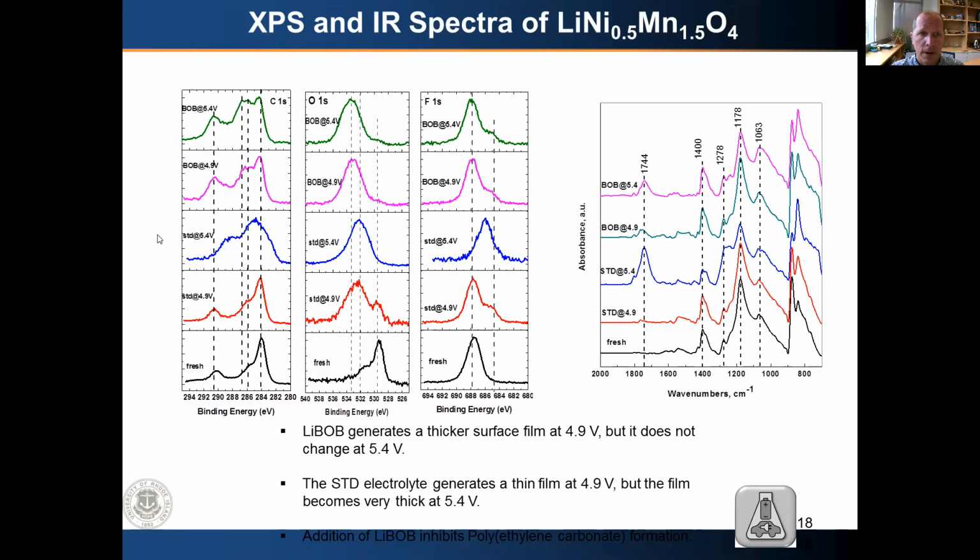In the case of the LiBOB, by XPS and also by IR, we see small changes upon cycling to 4.9 volts, which is consistent with the sacrificial oxidation of LiBOB to generate a cathode passivation film. However, when we go up to 5.4 volts, we don't really see a very large change in the electrolytes containing LiBOB, which once again is consistent with the fact that at 4.9 volts, we have oxidized LiBOB to generate a cathode passivation film, and that this cathode passivation film inhibits further electrolyte oxidation at the higher potentials.